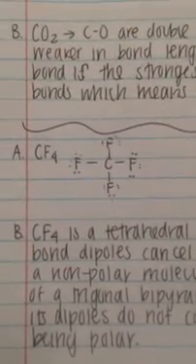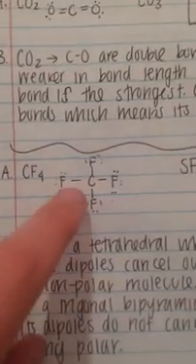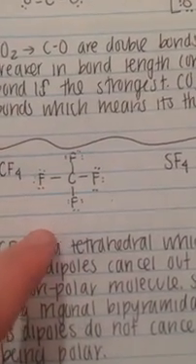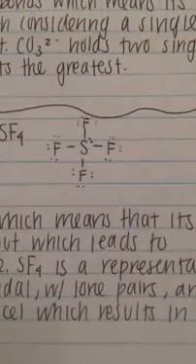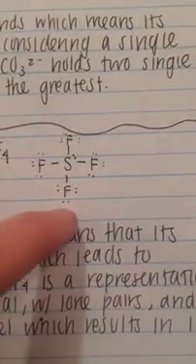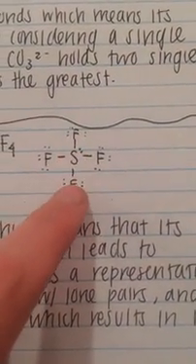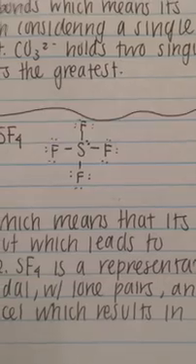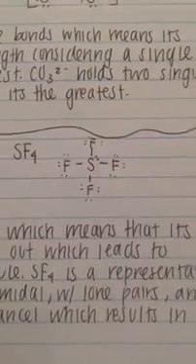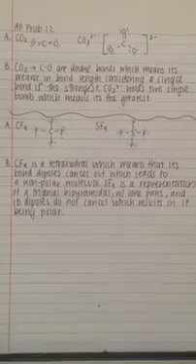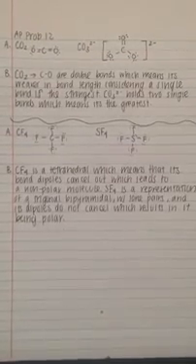For CF4, it's a tetrahedral and it has single bonds for all F's, considering that's the highest, with 6 valence electrons for each F. For SF4, it is the similar shape but with one lone pair and 6 valence electrons for each F. For B, it is to explain why CF4 is nonpolar and why SF4 is polar.